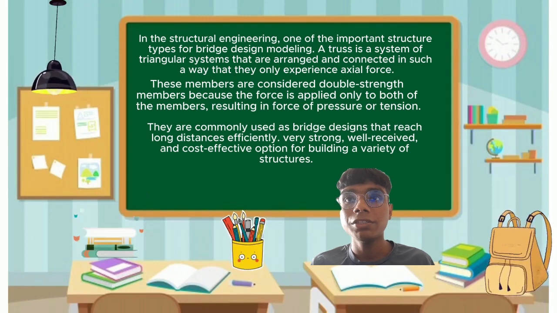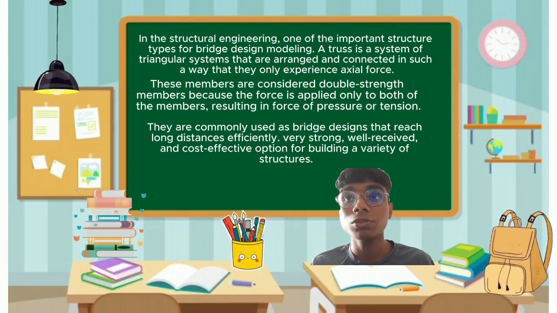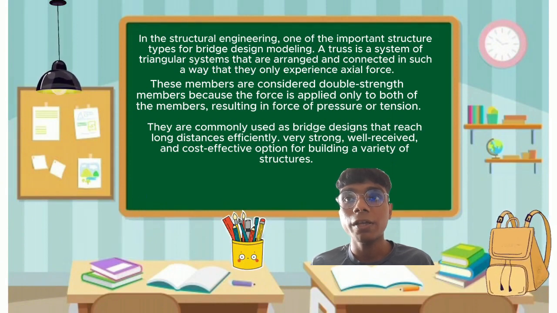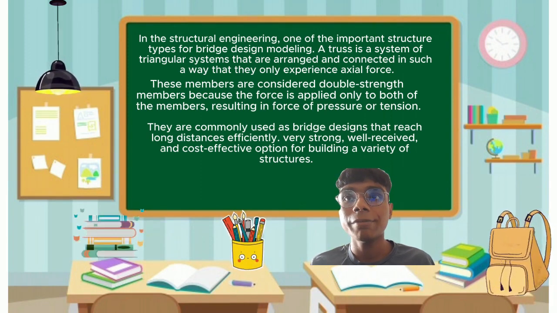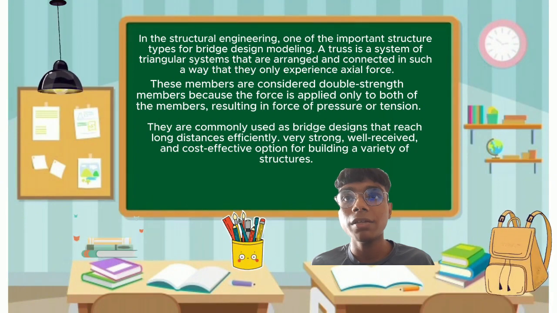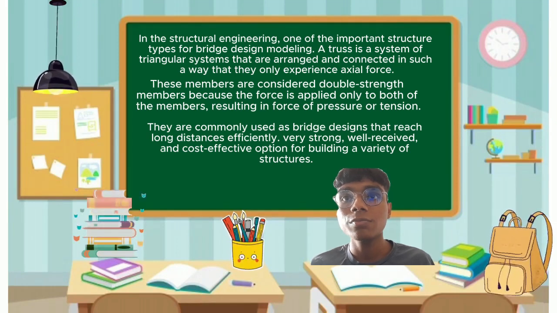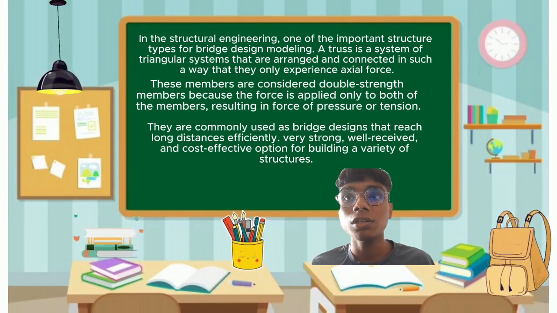In structural engineering, truss is one of the most important structure types for bridge design modeling. A truss is a system of triangular units that are arranged and connected in such a way that they only experience axial force. These members are considered two-force members because the force is applied only at both ends of the member, resulting in a force of pressure or tension. They are commonly used in bridge designs given their ability to reach a long distance efficiently. They are also a very strong, well-received and cost-effective option for building a variety of structures.